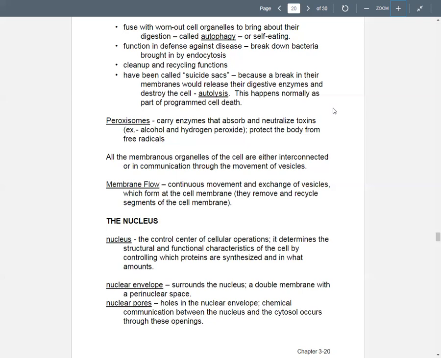All right, so let's go on to the nucleus. It's your control center. Okay, it's where kind of all your direction happens. Determines your structural and functional characteristics, and it does that by controlling which proteins are going to be made and how much they're going to be made. So your nucleus has a nuclear membrane or nuclear envelope, and it surrounds your nucleus, and it's a two-layer membrane. Has what we call a perinuclear space.